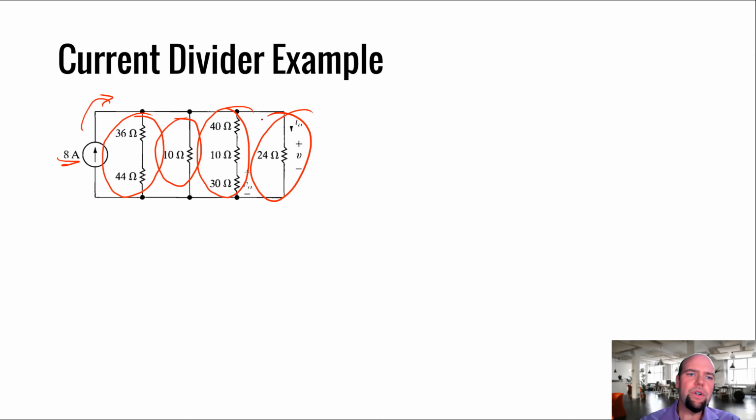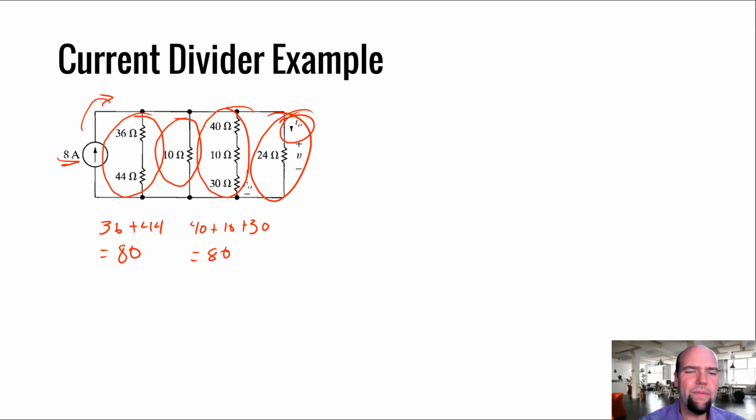So our question is, we're going to try to find this current IO through this 24 ohm resistor in this collection. So the first thing we're going to do is find the resistance of each one of these branches. We're going to take these branches and combine the resistors in series. So here we have 36 plus 44. That's going to equal 80. And then we have 40 plus 10 plus 30. That's going to equal also 80.